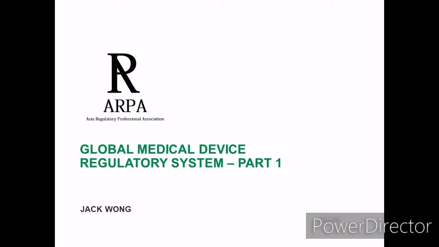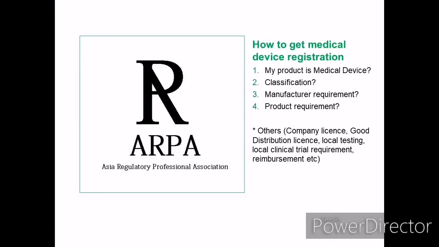This is a module we teach in universities. We expect students to study medical device fundamentals before the class discussion. The key learning of this module is how to get a medical device registered in different countries, and we will cover it in 4 sections: my product is a medical device, what's the classification, manufacturer requirement, and product requirement. There are still many other specific requirements like company license, local testing, etc. that will be covered in the country modules in the future.